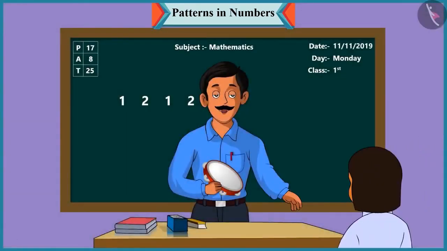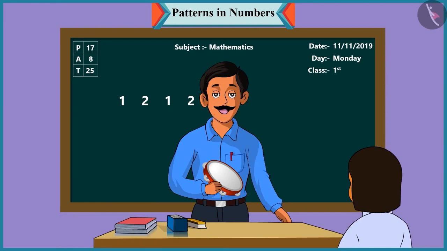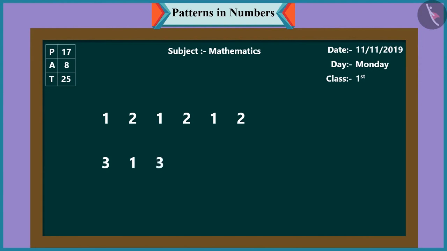Now it's your turn, Pinky. Okay, sir. Pinky, how many times did I play the tambourine? You first played the tambourine three times, then one, three, one, three, and one, like this. Well done, Pinky. Yes, so children, now I will write on the board the numbers as said by Pinky. Three, one, three, one, three, one.